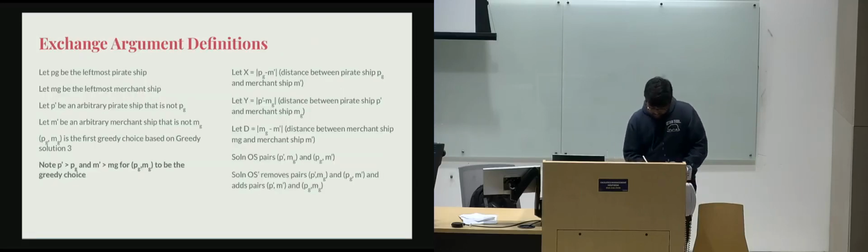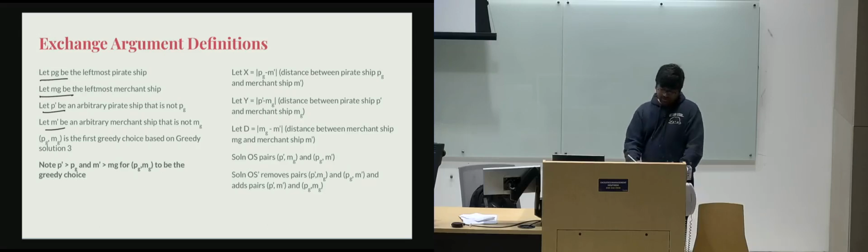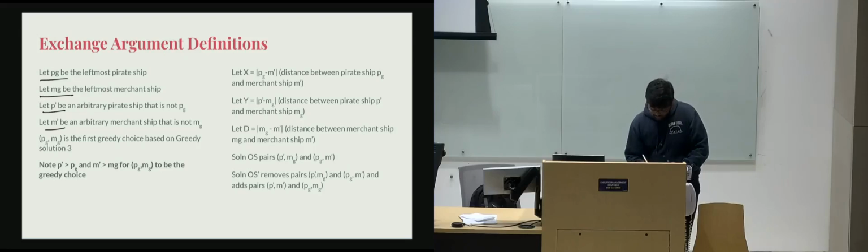So these are exactly the terms that we defined earlier. PG is the leftmost pirate ship, MG is the leftmost merchant ship, P prime is any arbitrary pirate ship, and M prime is any arbitrary merchant ship. As per our greedy choice, this PG MG has to be the one that we are going to pair first. Since MG is the leftmost merchant ship, this has to be true. Similarly, PG is the leftmost pirate ship. That means any arbitrary pirate ship that you choose is going to be on the right of PG. This has to be true as well.